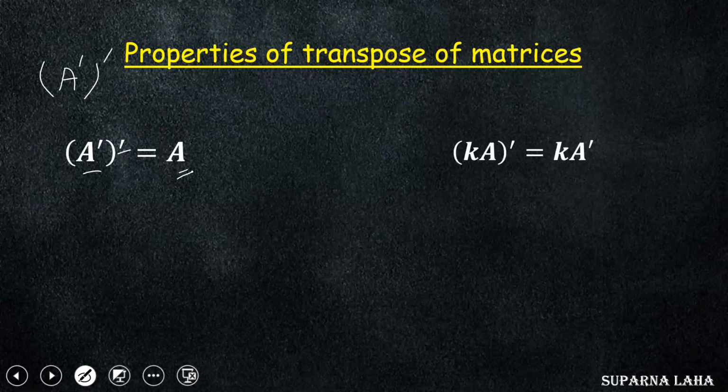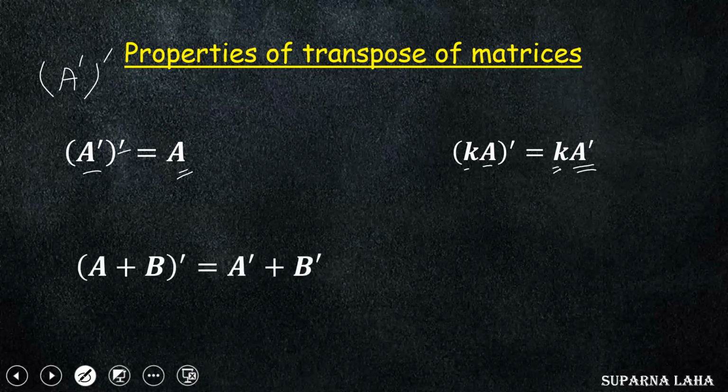The second property is: if you multiply this matrix A by a scalar K and then take the transpose, it will be equal to the transpose of A multiplied by K. These two matrices will be equal. Not values, these two matrices will be equal.